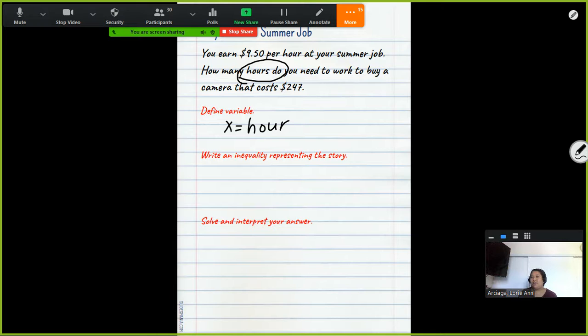Next, how will we write an inequality? Every time you see the word "per hour," that means you're going to multiply. So you're going to multiply the number and the variable that Justin defined for us. So 950 per hour times x. And then we have 247.